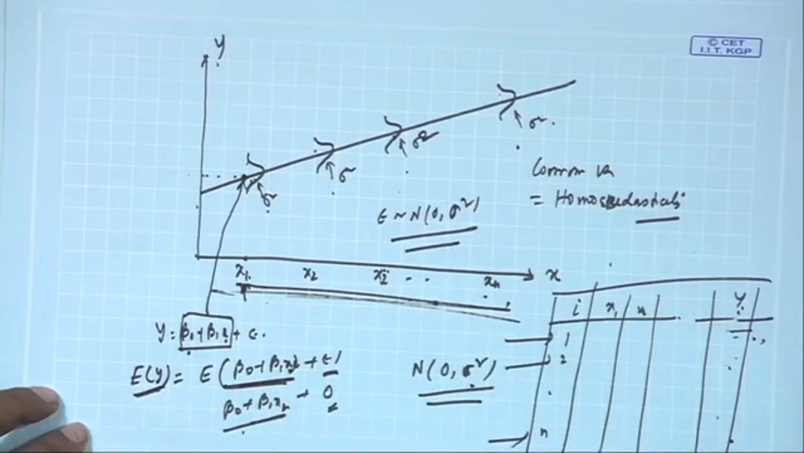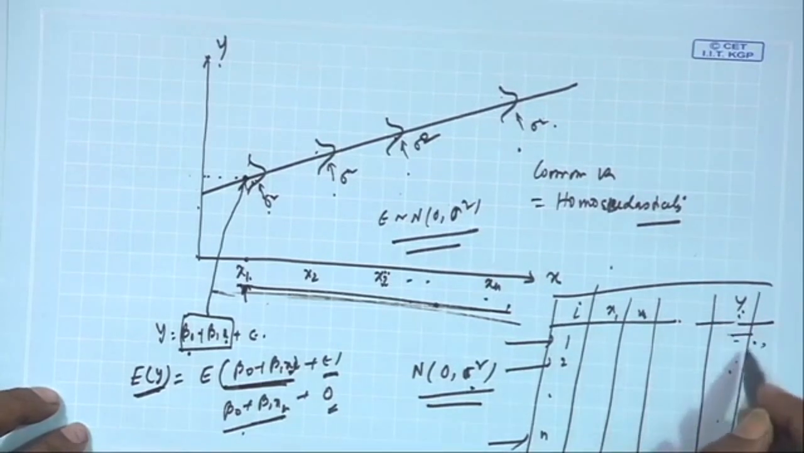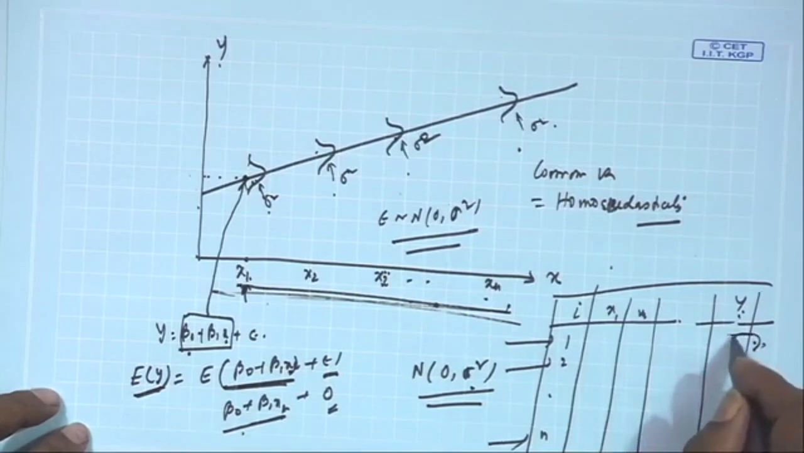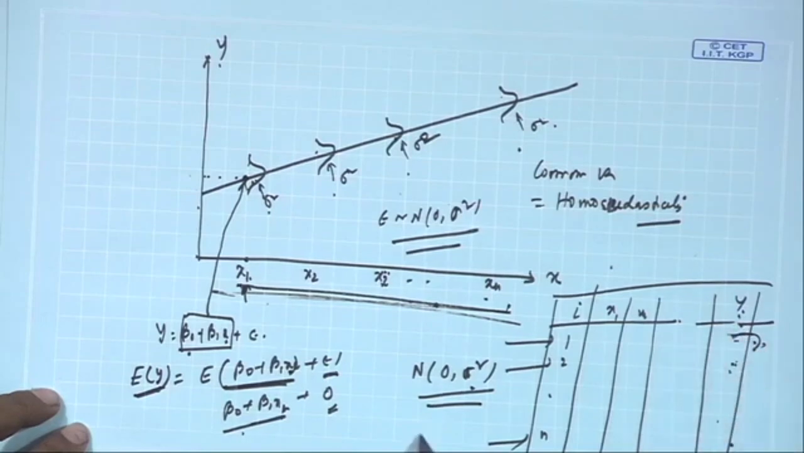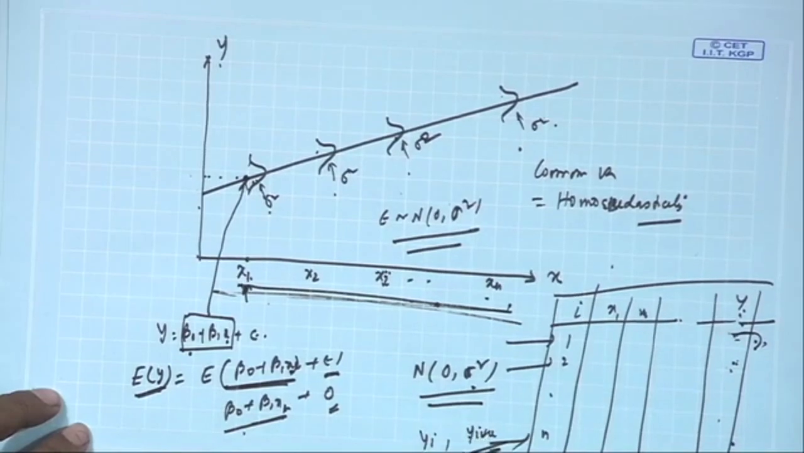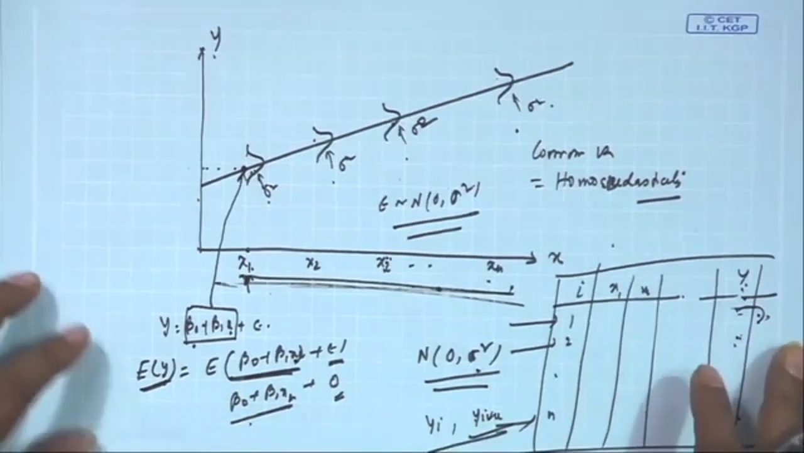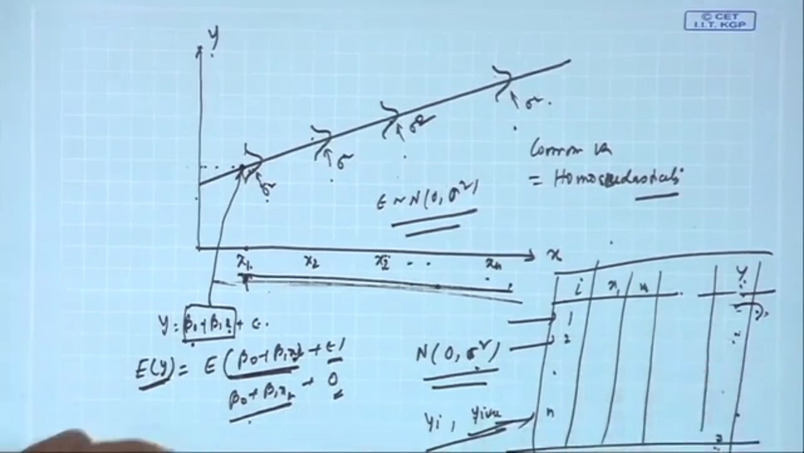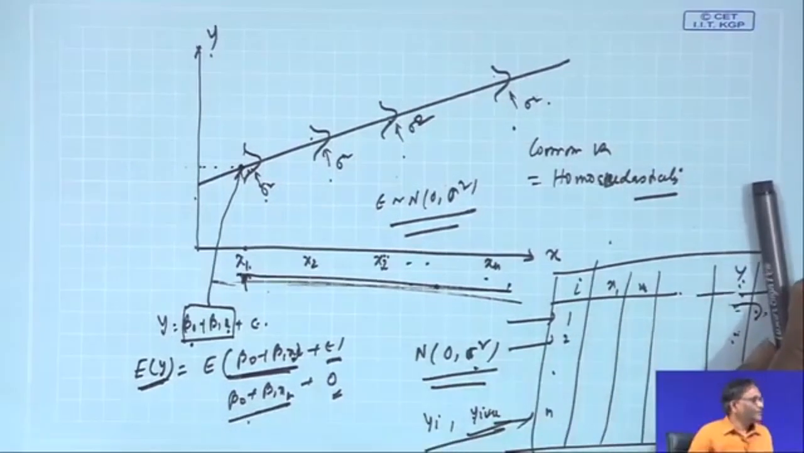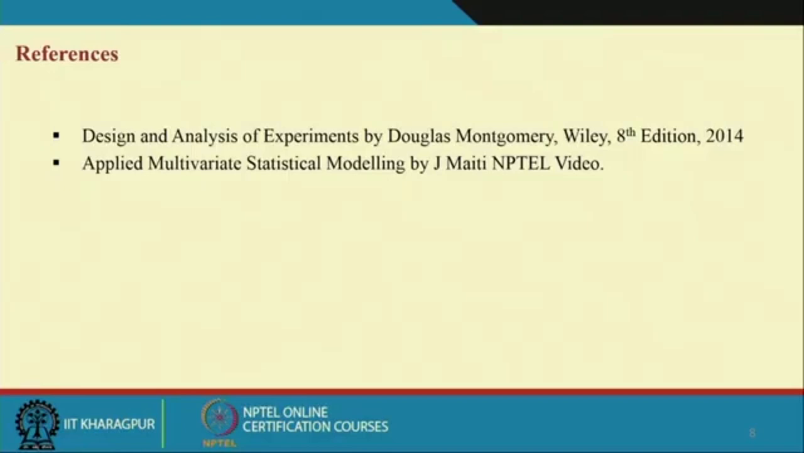And the other one is there should not be any autocorrelation. That means if they are independent, there is no autocorrelation. Means y 1 is not dependent on y 2 or y 2 not dependent on y 1. As such, y i is not dependent on y i minus k, at any lag, maybe 1 lag or 2 lag, but they will not be autocorrelated. So these are the few assumptions.